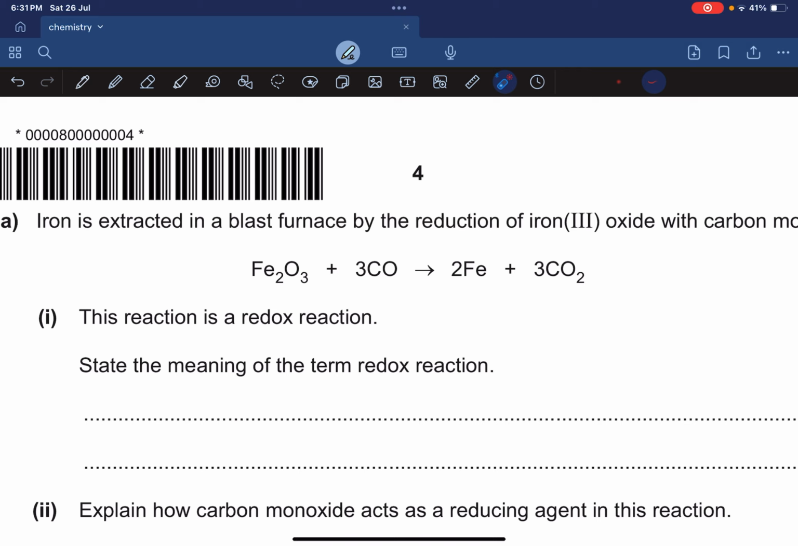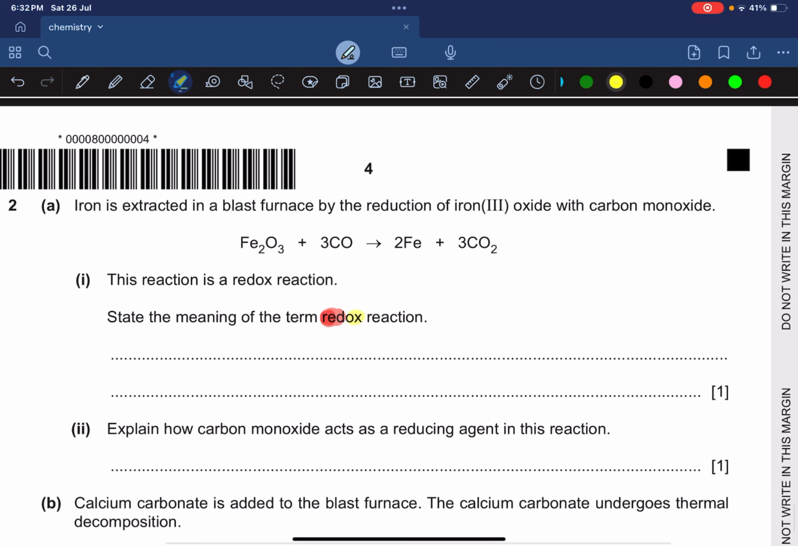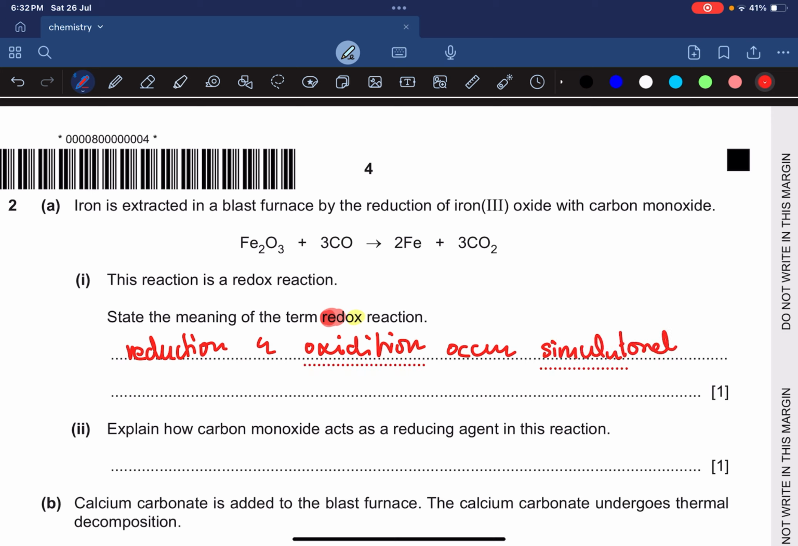This reaction is a redox reaction. The meaning of the term redox is in the name itself. Red means reduction, and ox means oxidation. So redox is a reaction in which reduction and oxidation occur simultaneously. It means that both reduction and oxidation are happening at the same time.